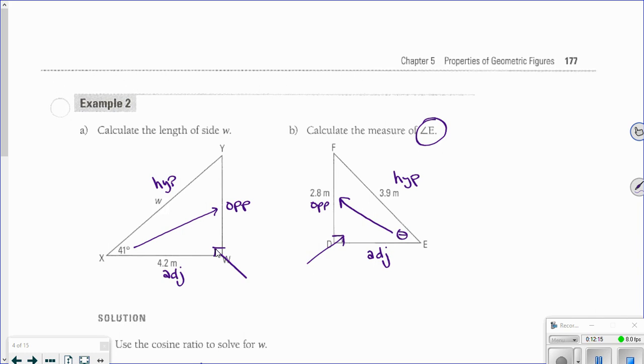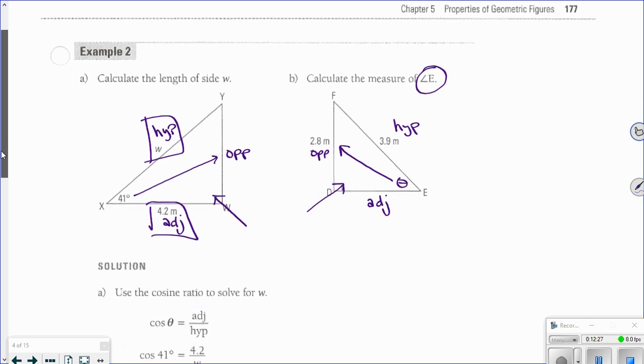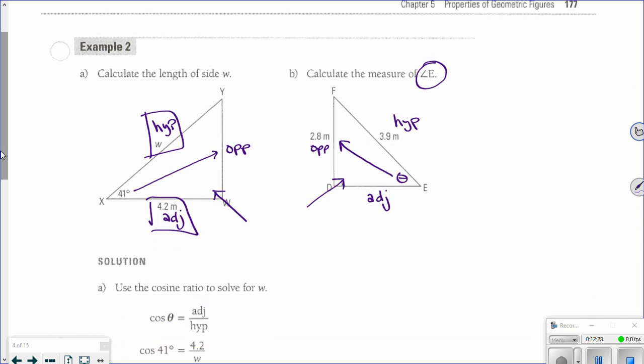In this first triangle, we know something about the adjacent. We're trying to find the hypotenuse, which means we're going to use a formula that has adjacent and hypotenuse in it. Adjacent and hypotenuse is the cos formula, which is what they do below. The second triangle, we know something about the hypotenuse. We know something about the opposite, which means we need opposite and hypotenuse in our formula. That's going to be the sine function.